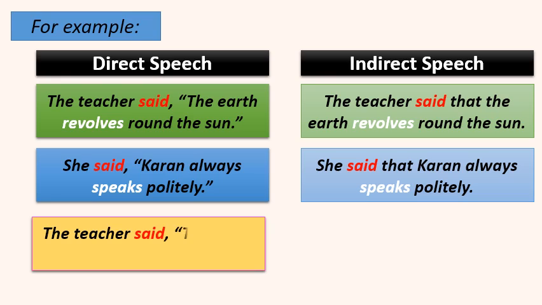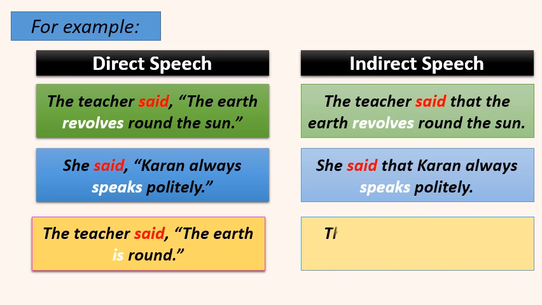Number 3. The teacher said, "The earth is round." So it is also a universal truth. So we cannot change it, and as you can see, the reported speech is in simple present tense. So it will not change into the corresponding simple past tense or any past tense. It will remain the same. Fine. So the sentence will be, the teacher said that the earth is round.